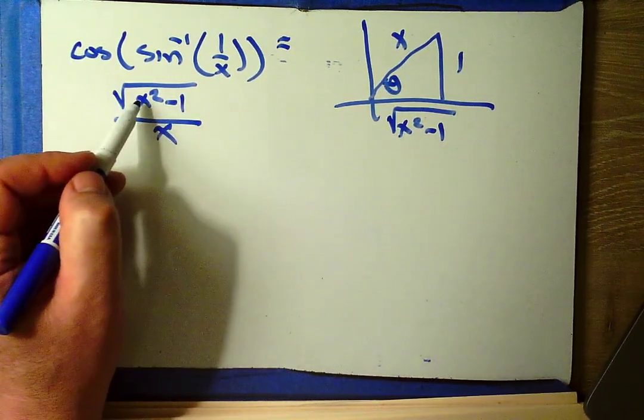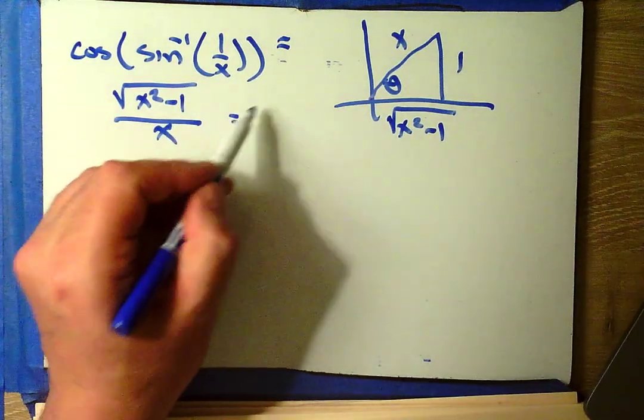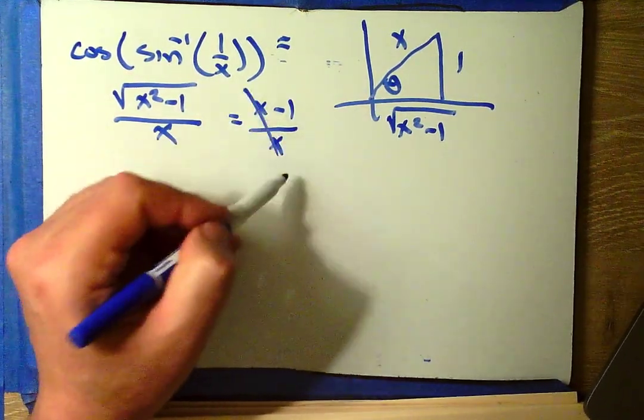Please don't take the square root of x squared and the square root of 1 and make x minus 1 over x and then do that.